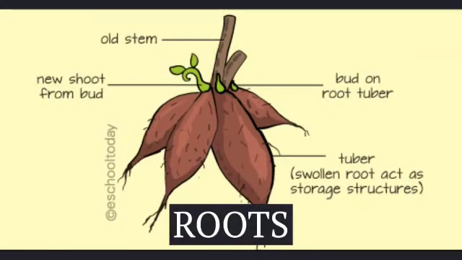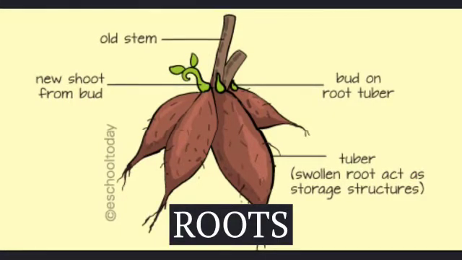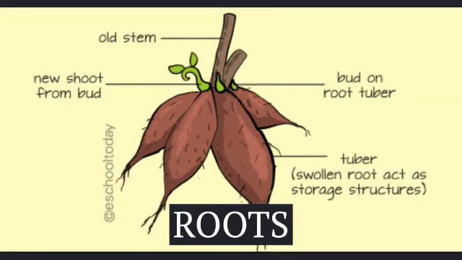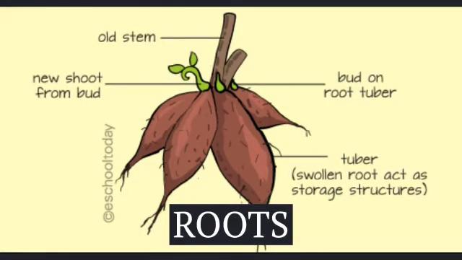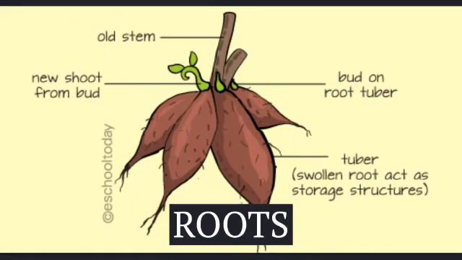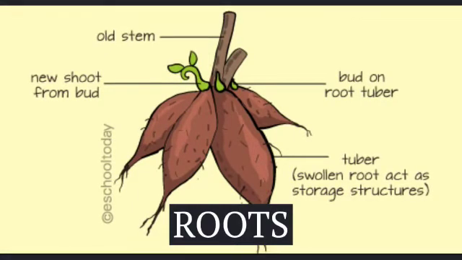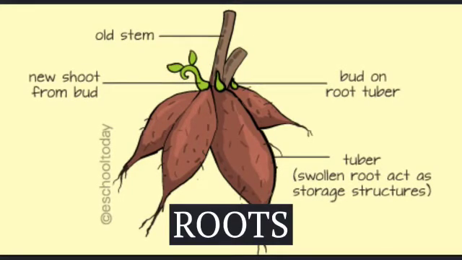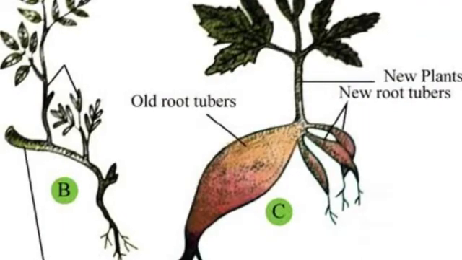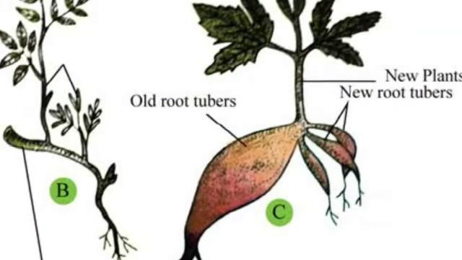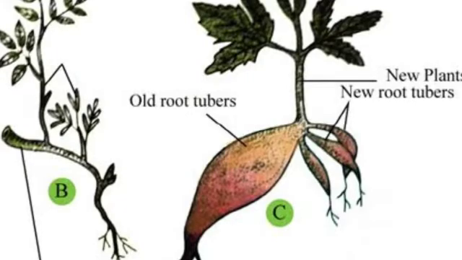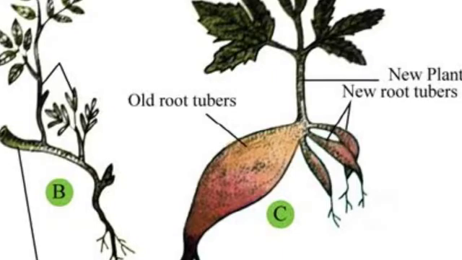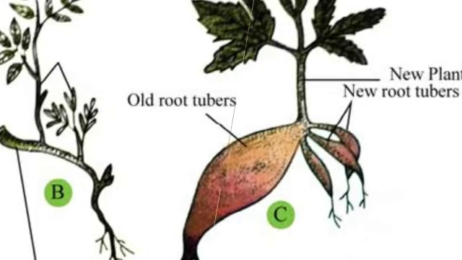The third method includes reproduction through roots. Some plants like sweet potato, carrot, radish, turnip, and dahlia store food in their roots. Roots of these plants can grow into new plants. If you sow an entire sweet potato in the soil, after some time, you will observe that new plants start arising from its root itself.